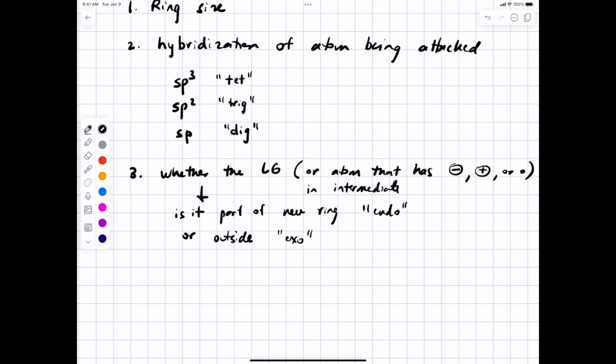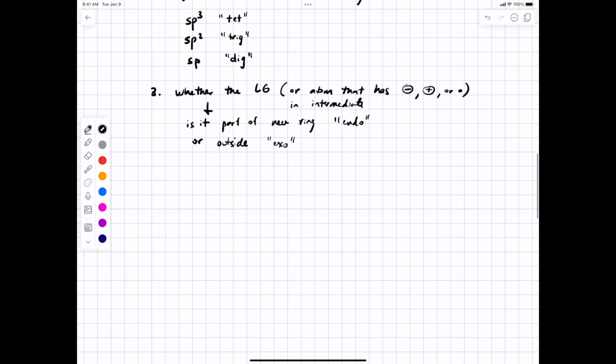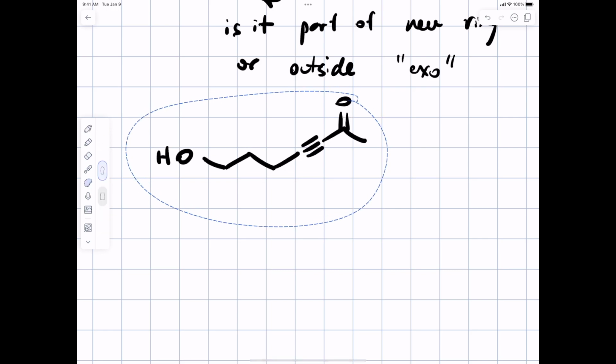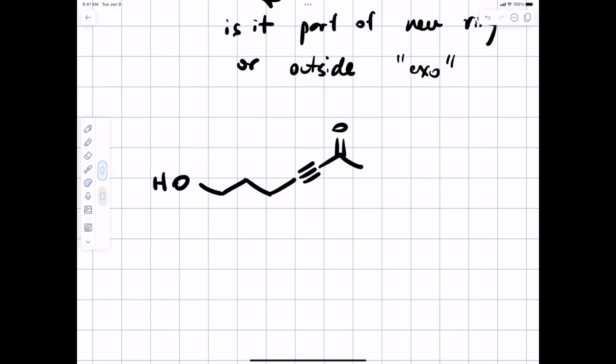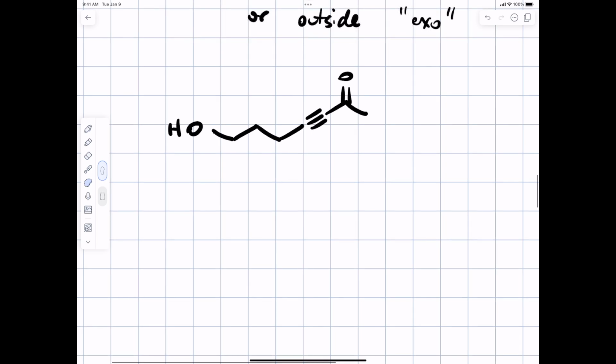Okay, so this is easiest to see with some examples. I will give you an example of a cyclization that works. Here is an alcohol, an alkyne that's conjugated to a ketone. This is an alpha beta unsaturated carbonyl compound. So in the presence of base, we remove the proton on the alcohol.